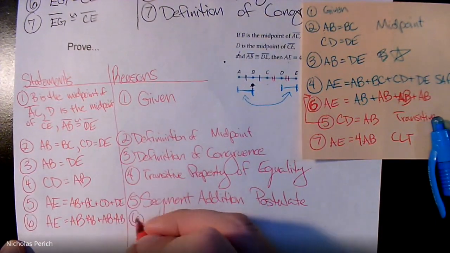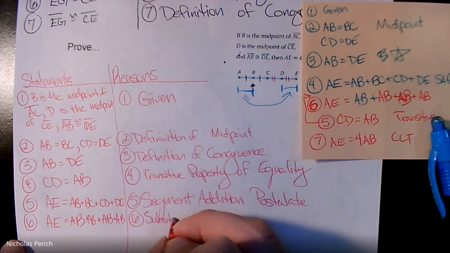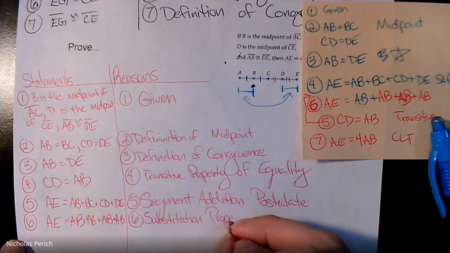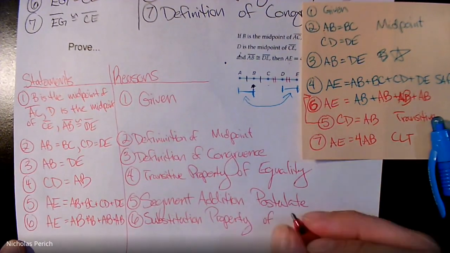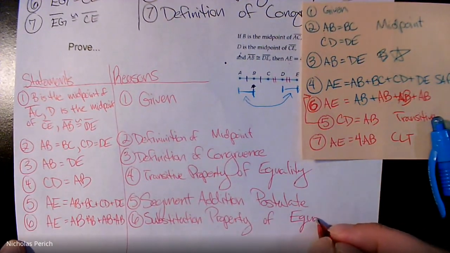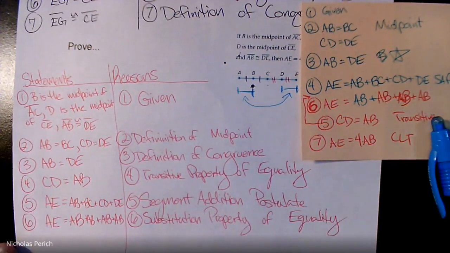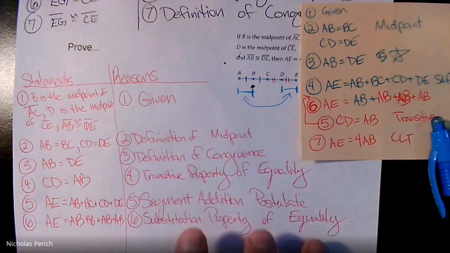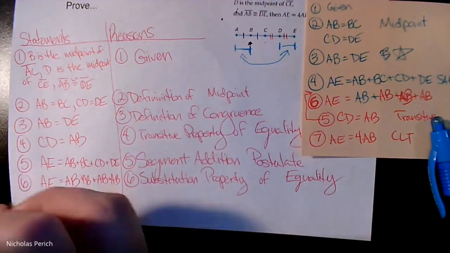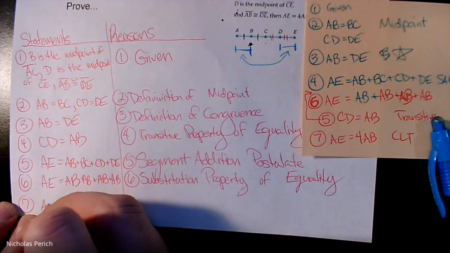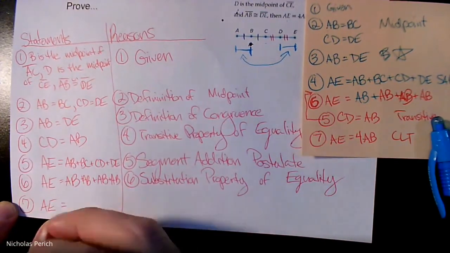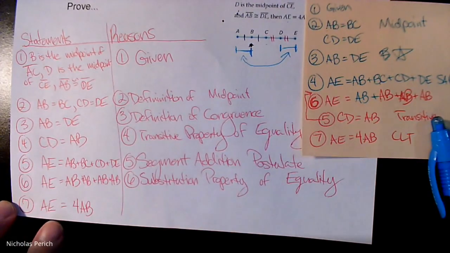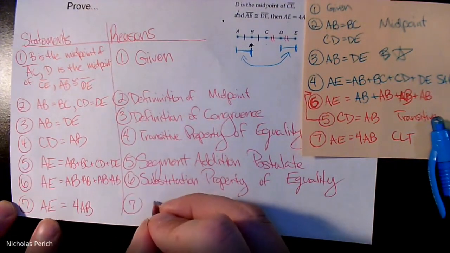And I was allowed to do all that substituting because I used the substitution property of equality. And last time I checked, AB plus AB plus AB plus AB is 4AB. That's because all I have to do there is combine like terms.